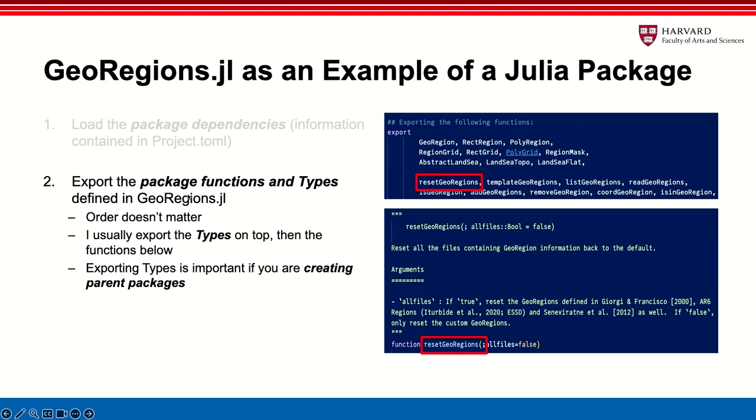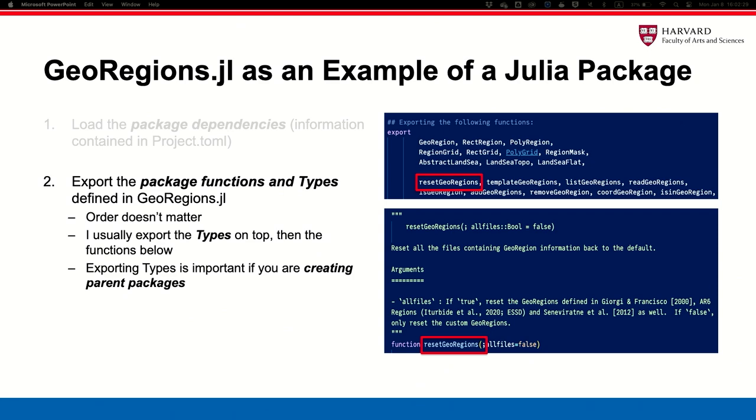If you want to export the package functions and types, the order in which you export doesn't matter. I usually put the types first for bookkeeping purposes, and then I export the functions. So the first section here is types, and the second section here is functions. And exporting types is important if you want to create a parent package that relies on GeoRegions. For example, in NASAPrecipitation.jl, I use GeoRegion types. Because I use GeoRegion types in NASAPrecipitation, I must export the GeoRegion type from the package so that other packages can use it.